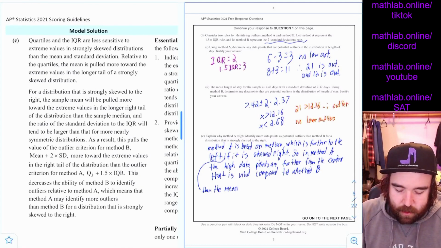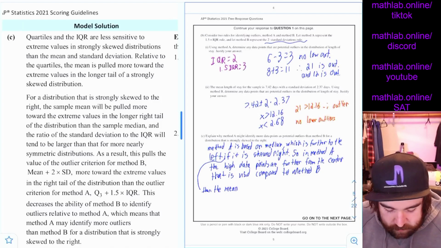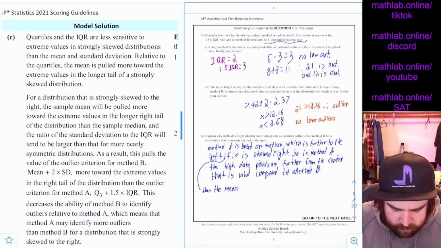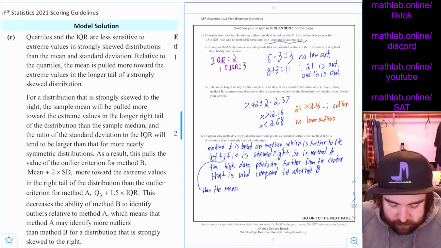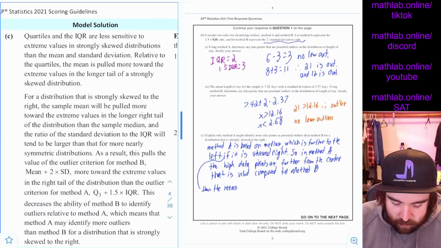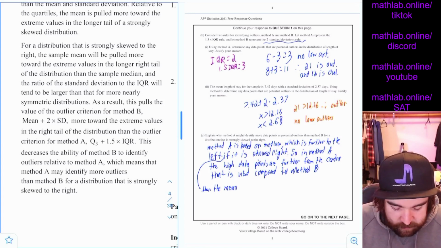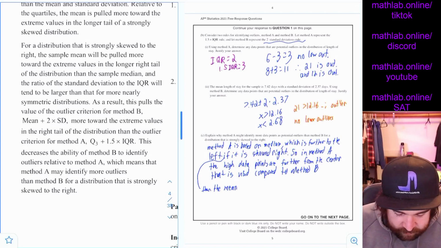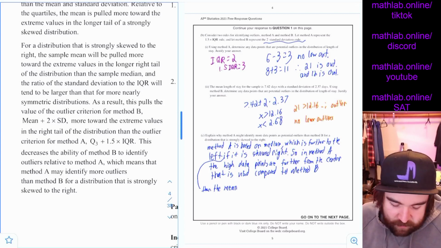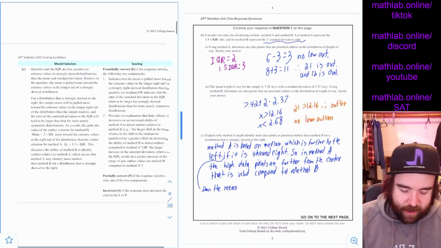Let's read what they did. Quartiles and the IQR are less sensitive to extreme values in strongly skewed distributions than the mean and standard deviation relative to the quartiles. The mean is pulled more towards the extreme values on the longer tail of a strongly skewed distribution. For a distribution that is strongly skewed to the right, the sample mean will be pulled more to the right towards the extreme values and the longer right tail. As a result, this pulls the value of the outlier criterion for method B. Yeah, so I said based on the center. But yeah, I definitely said that right.